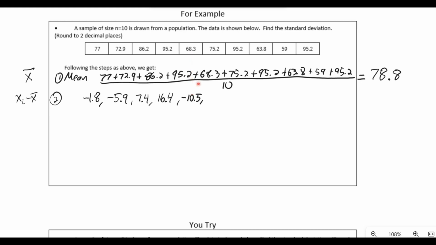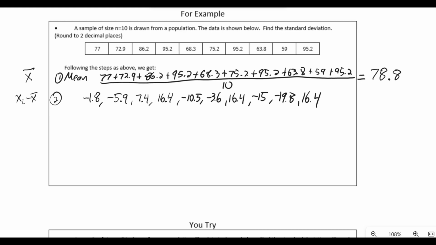So 75.2, that'd be negative 3.6. 95, that would be 16.4. 63.8 minus the mean is negative 15. 59 minus the mean is negative 19.8. And 95.2 minus the mean is 16.4. There we go. We have this. These are basically the distance between each value and the mean.